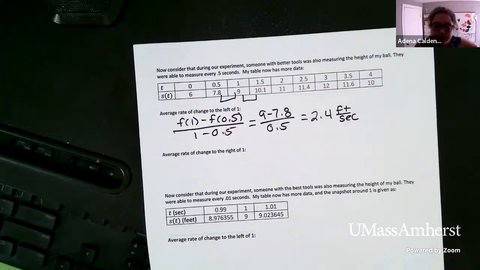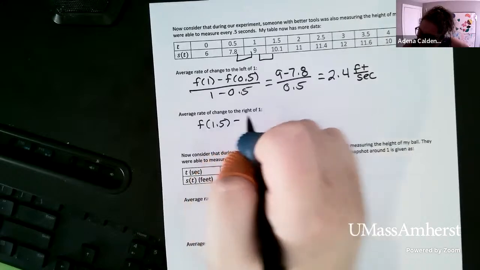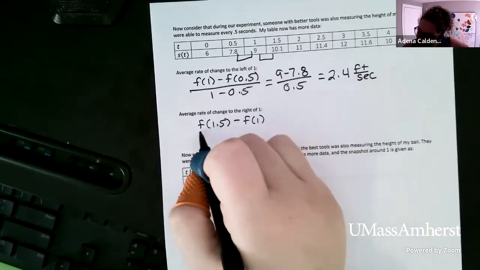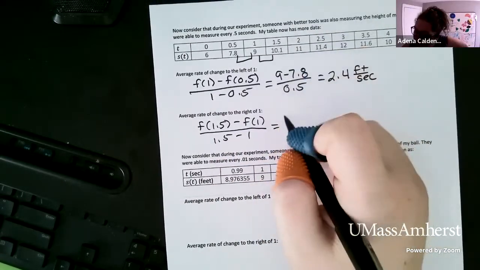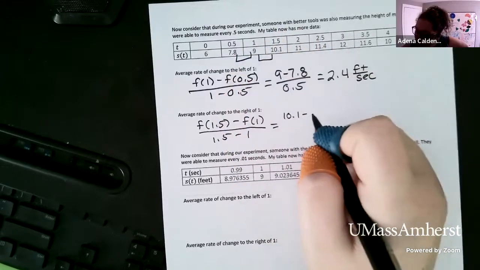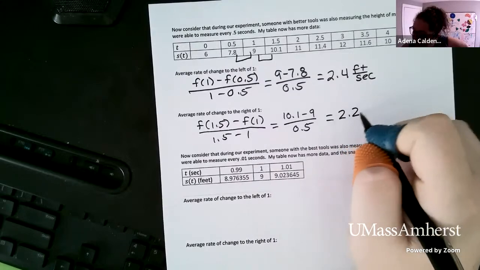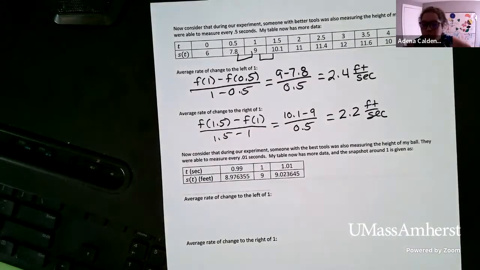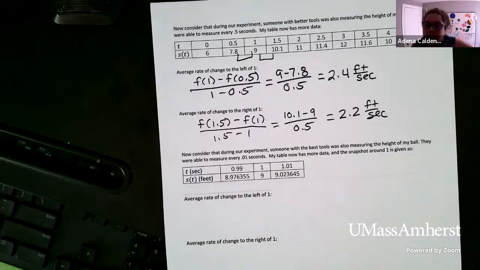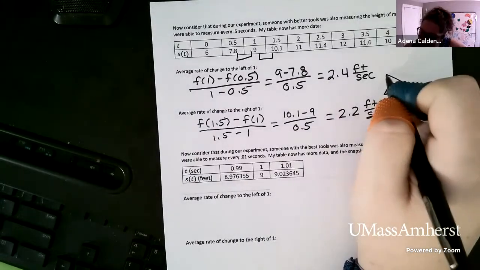feet per second. Okay. When we do it on the right, we're doing f of 1.5 minus f of 1 divided by 1.5 minus 1. F of 1.5 is 10.1 minus f of 1 is 9 divided by 0.5. We get 2.2 feet per second. So before, our span was 2 to 3. Now our span is 2.2 to 2.4. So that is a much smaller span. So that's really good for us. Our approximation is getting significantly better.